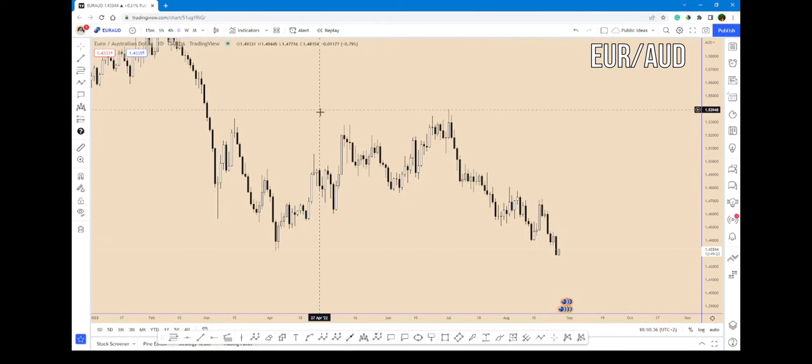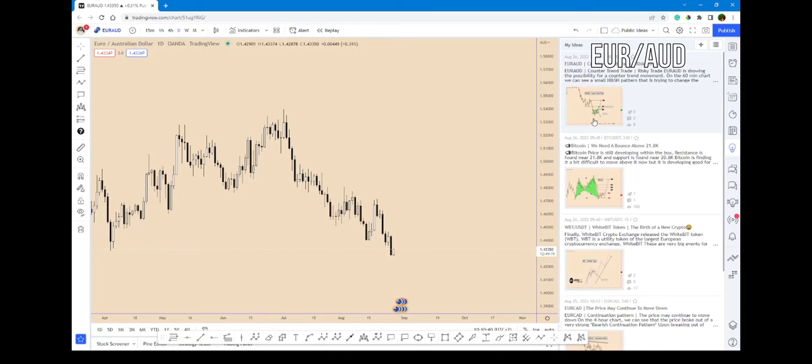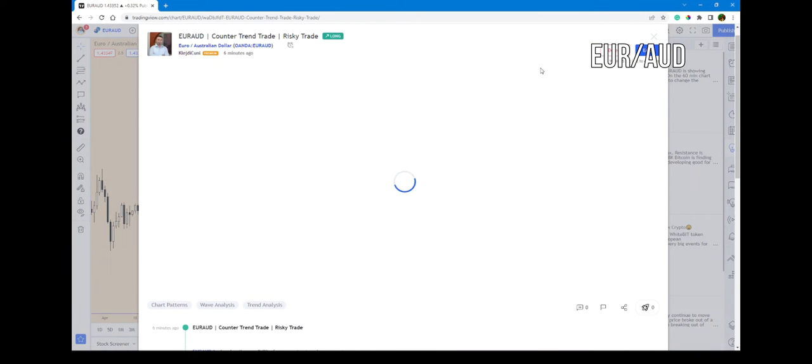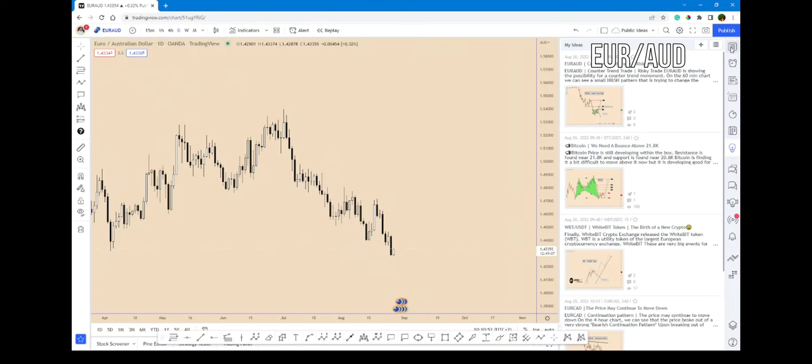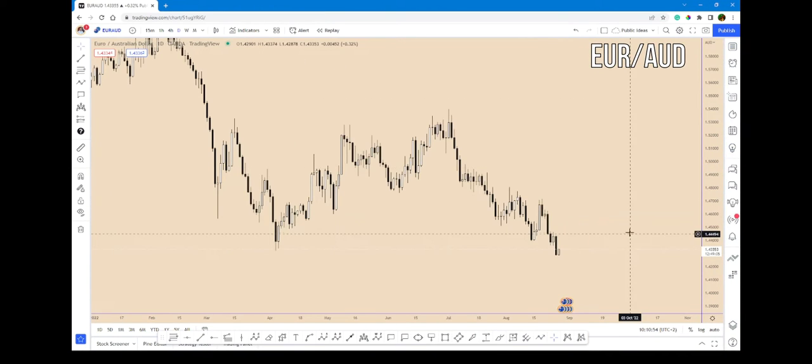Today we are going to look at Euro Australian dollar. I just shared also the analysis on the TradingView profile, so we are going to look at why this trade is risky and why it can work as well. So let's break it down.